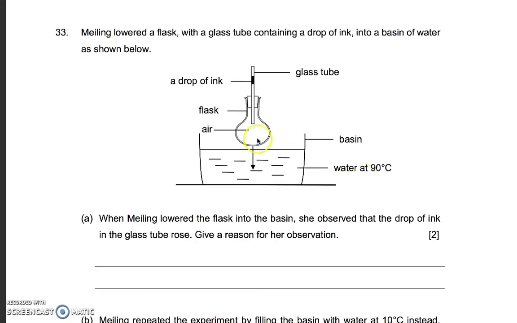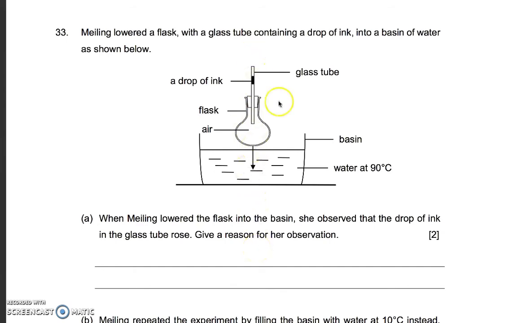Question 33. Mei Ling lowered a flask with a glass tube containing a drop of ink into the basin of hot water as shown below. So when Mei Ling lowered the flask into the basin, she observed that the drop of ink actually rose. So you give a reason for her observation.